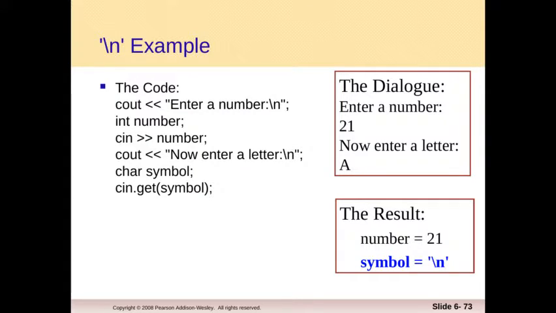I think this here won't happen, because you hit the enter key here, and there's still that character in the input stream. So this member function call here can proceed without waiting for any more input, because there is still that input in the stream. And so you won't have a chance to even enter the A here. You will have 21 in number, and you will have the new line character in symbol.